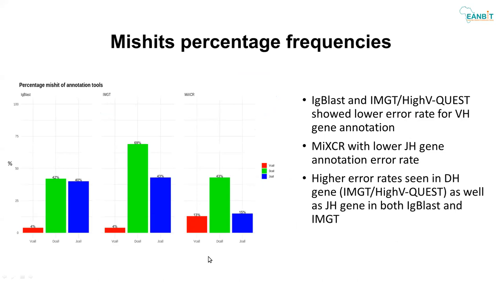On the results of the first objective, for the missed percentage frequencies, this is a bar plot that shows our results. We found that IgBLAST and IMGT actually had a lower error rate in annotating V genes, with a 4% error rate, compared to MixER, which had a higher error rate of 13%. Whereas MixER had a lower error rate in annotating J genes, with 15%, compared to IMGT and IgBLAST. Generally, you see in the green bars poor annotation for D genes, especially for IMGT, which had a higher error rate.